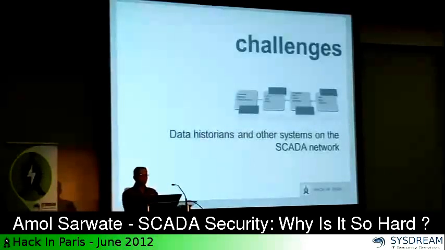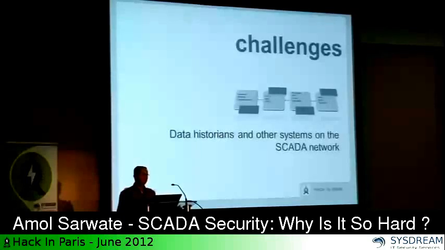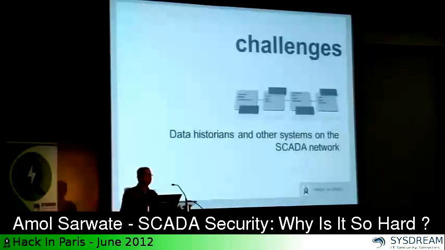There are a lot of other machines on this SCADA network, which are basically data historians, which are the databases, web servers, and things like that. Since they are off-the-shelf systems, these are also affected by all the flaws that we just saw.